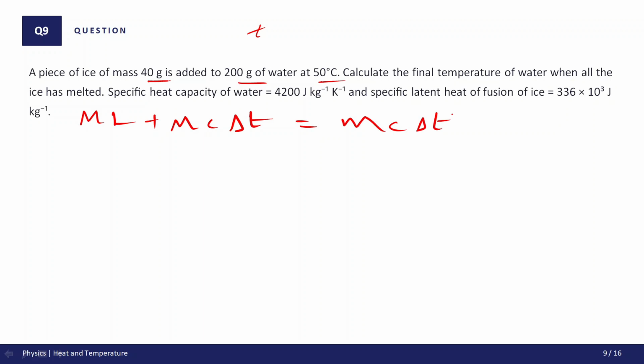Again here, we don't know what is the final temperature here. This is the mass 200 as small m, 40 gram is capital M. Remaining, as you know well, 40. I will convert into kgs.